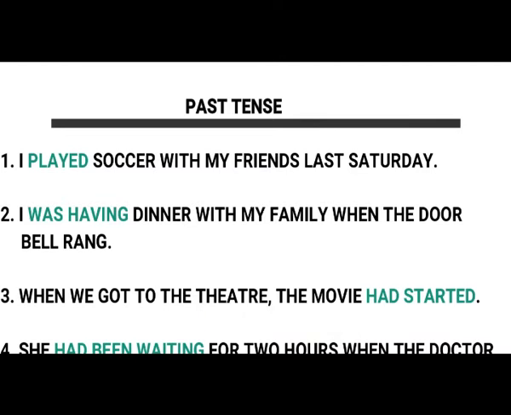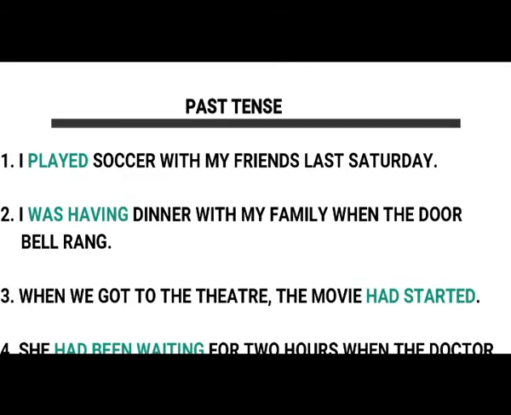She had been waiting for 2 hours when the doctor finally arrived. She had been waiting for 2 hours. Past perfect continuous tense. If you see, all these are examples of past tense because the action happened in past time. Then why we named all these 4 tenses differently? Because of the state.